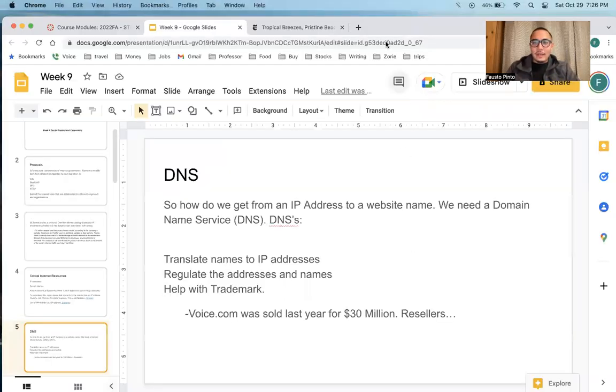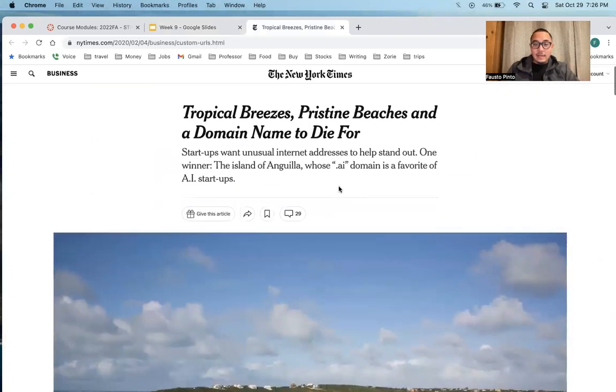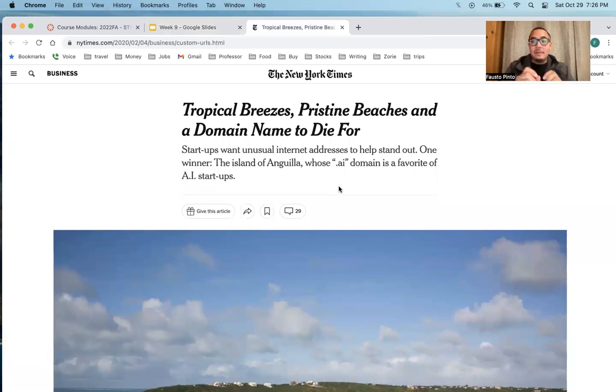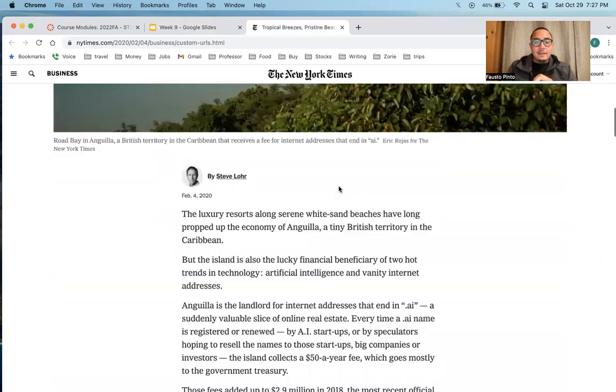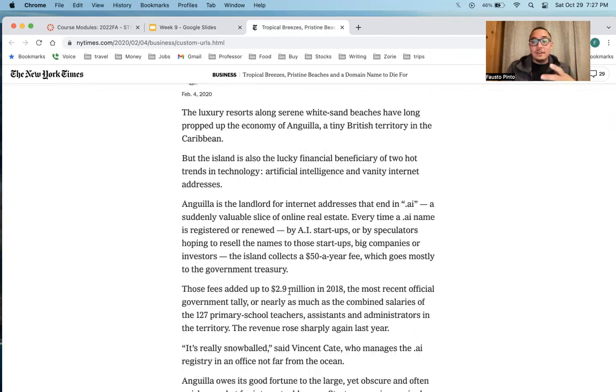One of the interesting things that I saw when I looked this up was that Anguilla in the Caribbean, because certain countries don't have .com, they have a dot whatever. Anguilla has .ai, and because of some weird internet protocol rules, a lot of the companies that are doing artificial intelligence want to use that .ai for their website address, and the island of Anguilla collects $50 a year fee from anybody that uses that address. And so in 2018, Anguilla garnered $2.9 million just from websites using the .ai suffix on the internet address.